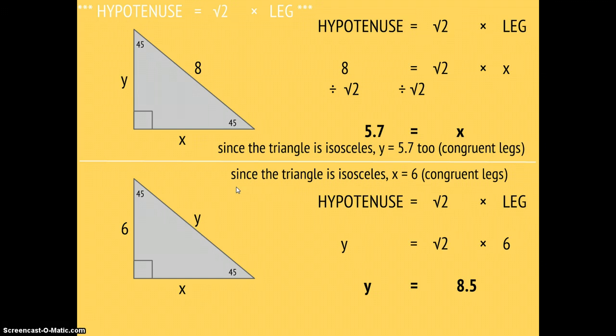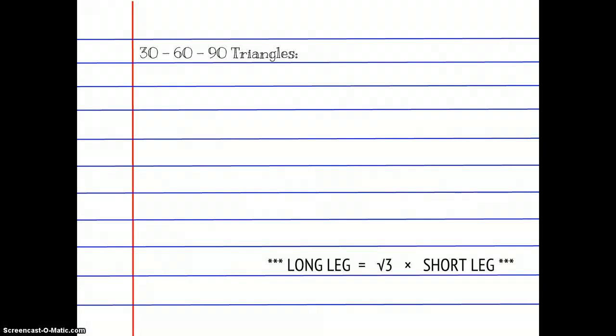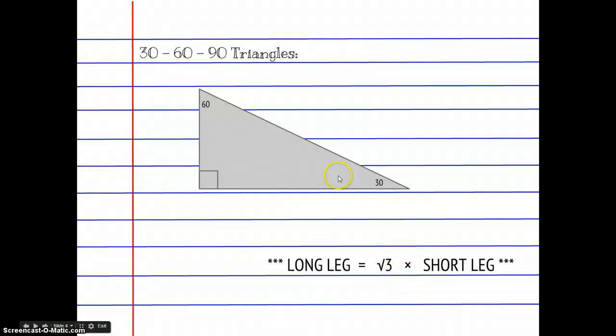The second special type is a 30-60-90 triangle. Here's a picture of a 30, 60, 90 triangle. It's got a 30-degree angle, a 60-degree angle, and a 90-degree angle. And it has a short leg. I'm going to call my letter A the short leg here because it's shorter than B, the long leg. And then, of course, C is the hypotenuse, the longest side.